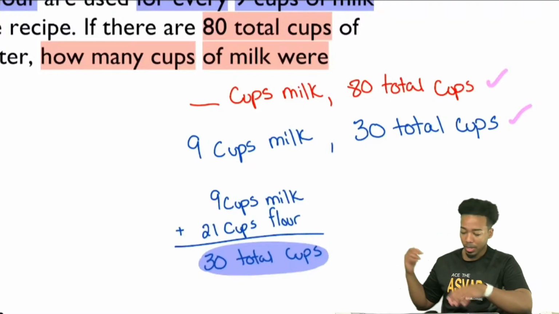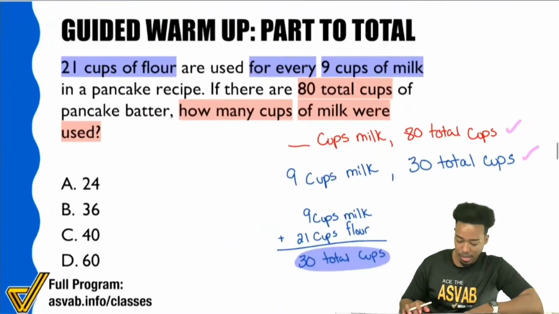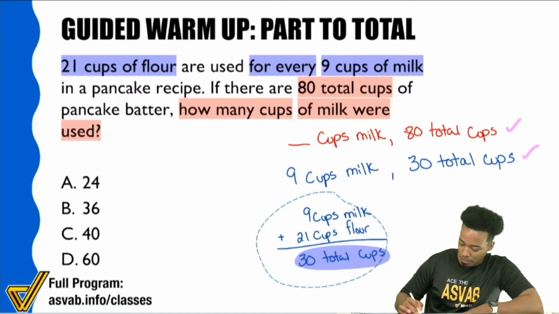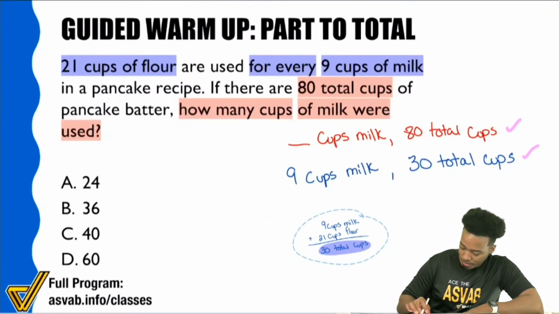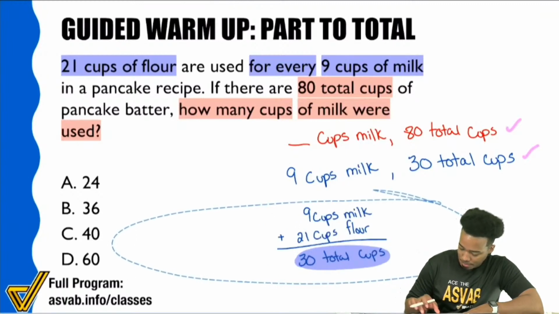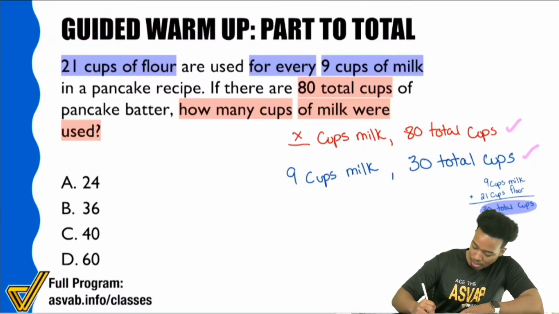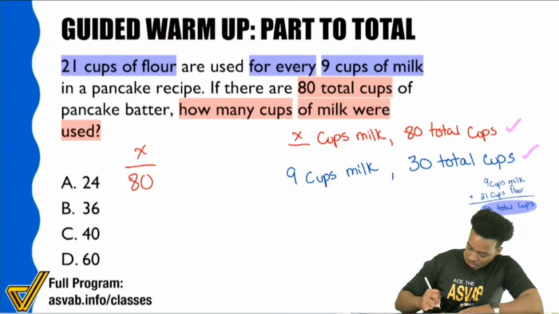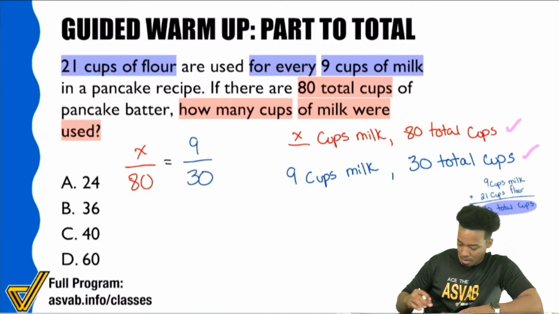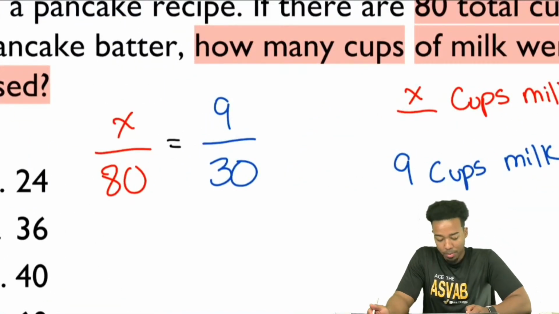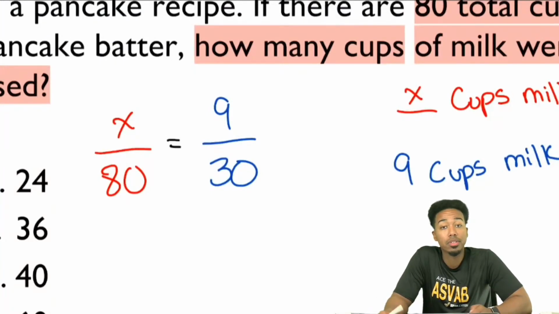Here we go. Now we have this set up. Let me move this over here just a tad bit. There we go. And here, I'll just put X right there. So we have X over 80 equals 9 over 30. Now that we're here, we can go ahead and just solve this. We could cross multiply if we wanted to, or we can try to simplify if we wanted to.